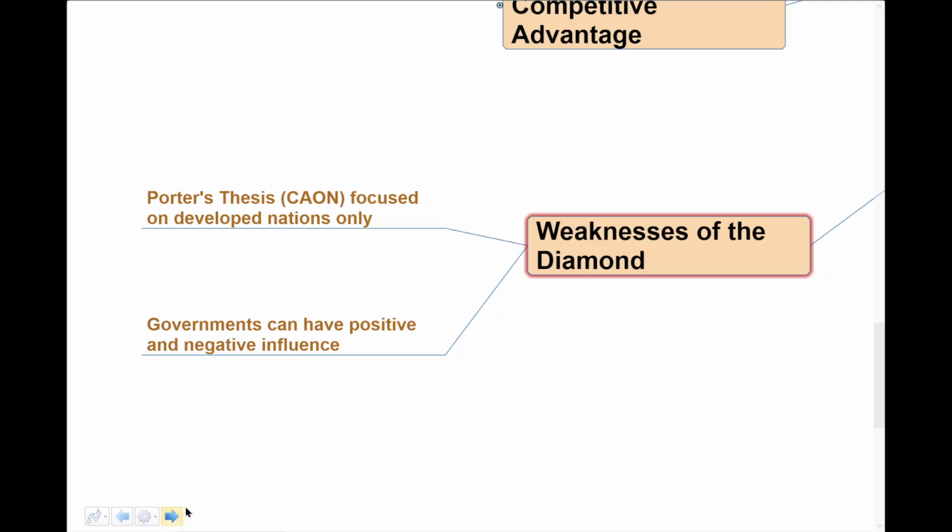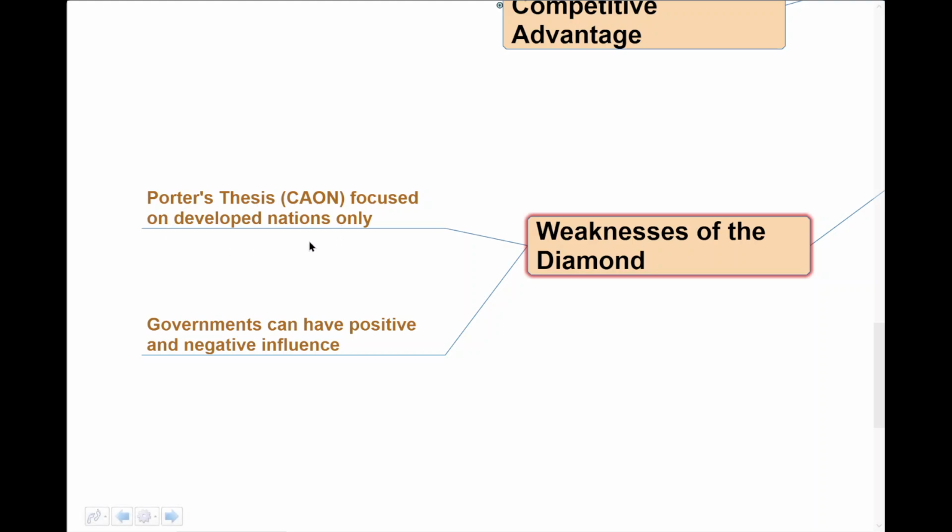Weaknesses of the diamond. You'll see here CAON, competitive advantage of nations. So that was Porter's original thesis where he introduced to us the diamond, Porter's diamond. Now, are there some weaknesses? Absolutely. This thesis, going back, I believe, to the 1980s, only focused on developed nations. Now, I think, yes, that's a weakness because there are other nations in stages of development, and certainly there are developing nations, sometimes in the past referred to as third world.